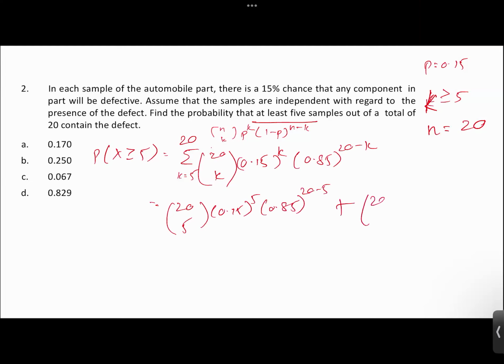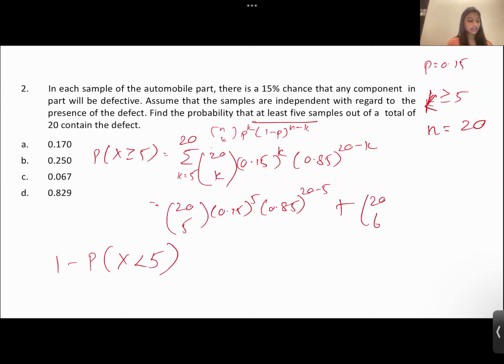Can we now use probability? You can also do 1 minus probability of x less than 5. Yeah, you can also do it that way. So that would be easier. You don't have to add all these. Like here, you have to do a summation for K equal to 5 to 20. But in this case, you can just do 1 minus K 0, 1, 2, 3, and 4. So yeah, that's one way you can do it too.